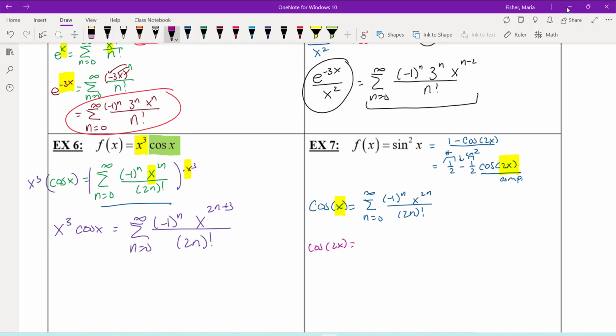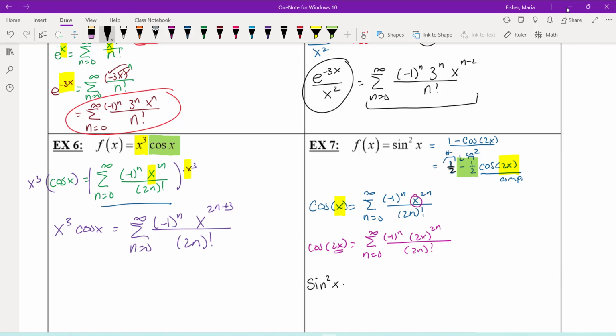The cosine of 2x would equal negative 1 to the n, and instead of x I write 2x to the 2n all over 2n factorial. And I'm going to leave it there. I'm not going to clean that guy up, so I'm not going to write it as 2 to the 2n times x to the 2n. But that's really not what I have. I still need to take that guy and multiply it by negative 1/2, and then put a positive 1/2 in front of it. So let's write it this way.